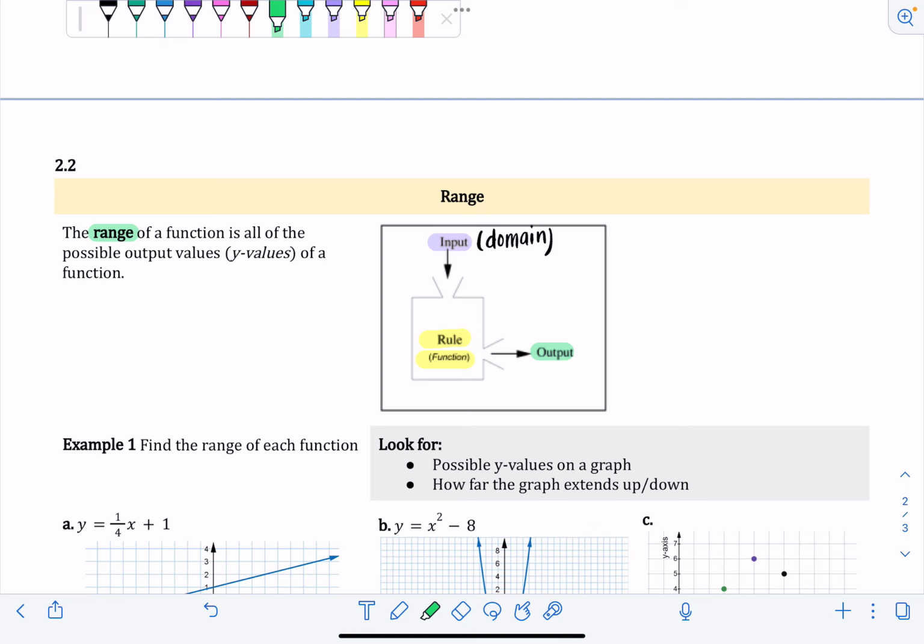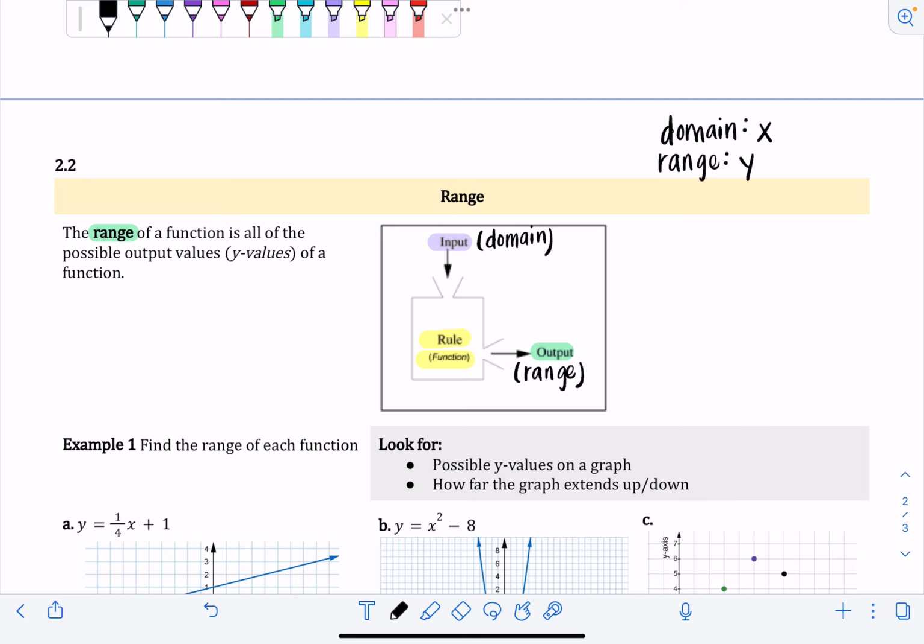The range of a function is all of the possible output values or y values of a function. So down here under output, I'm going to add range. Finding it is really similar. It works the same way, it's just domain is x, range is y. I recommend writing that in as many places as possible because you're just going to be expected to know it at some point. So domain is the x values, range is the y values.